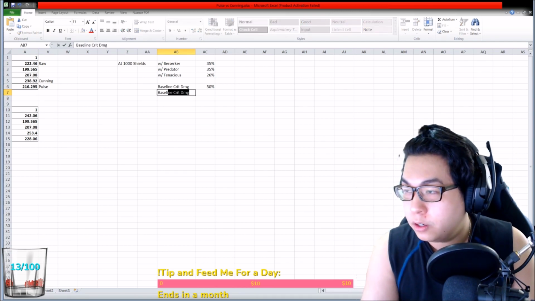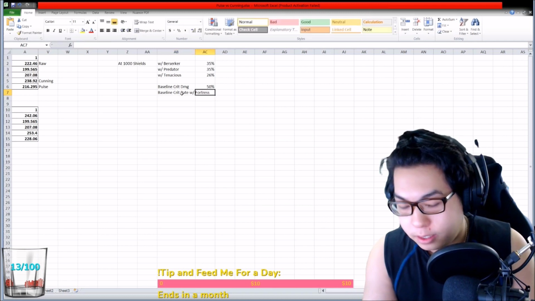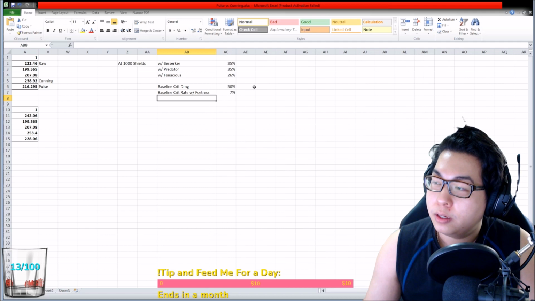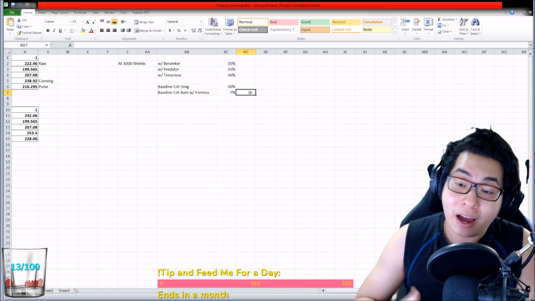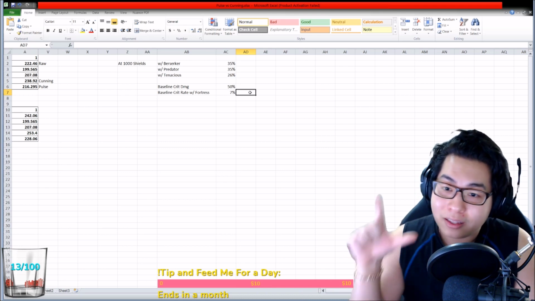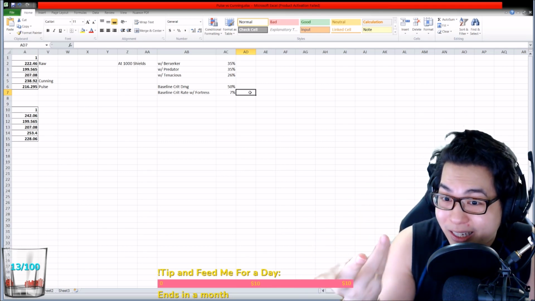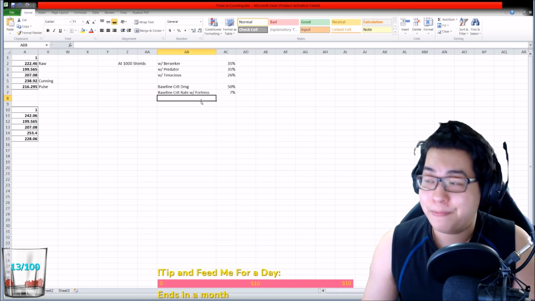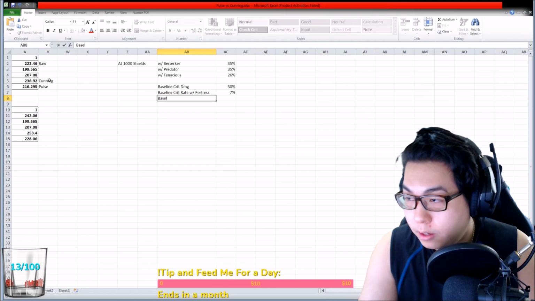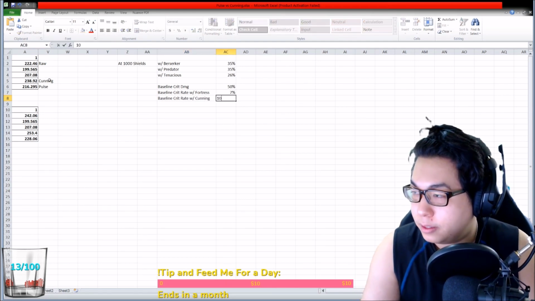Baseline crit rate with Fortress is 7%. That comes from 375 shields divided by 50. 7 times 50 is actually 350, but the extra 25 shields don't exactly count, right? Now, baseline crit rate with Cunning, 10%.